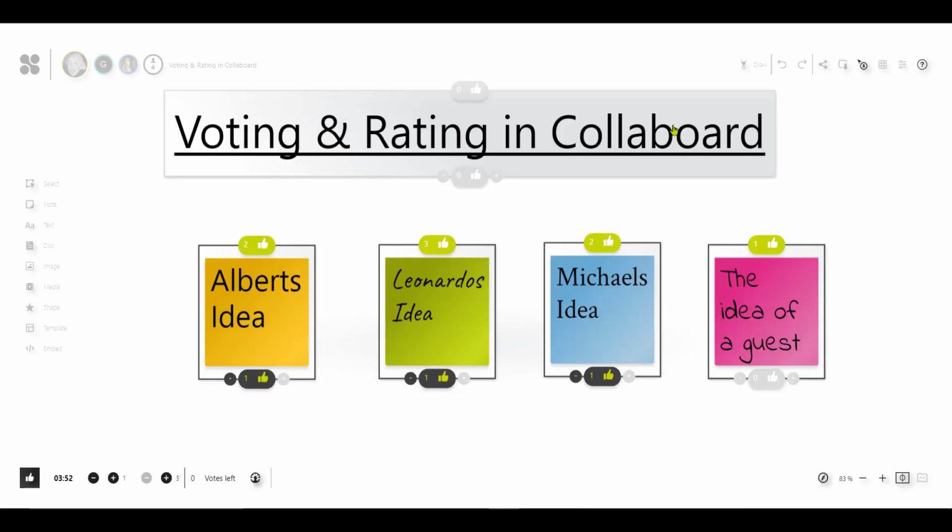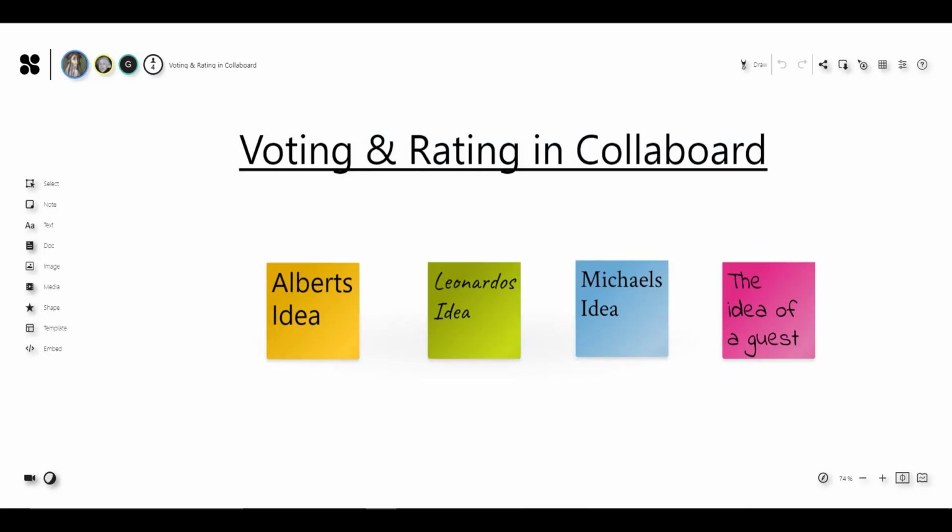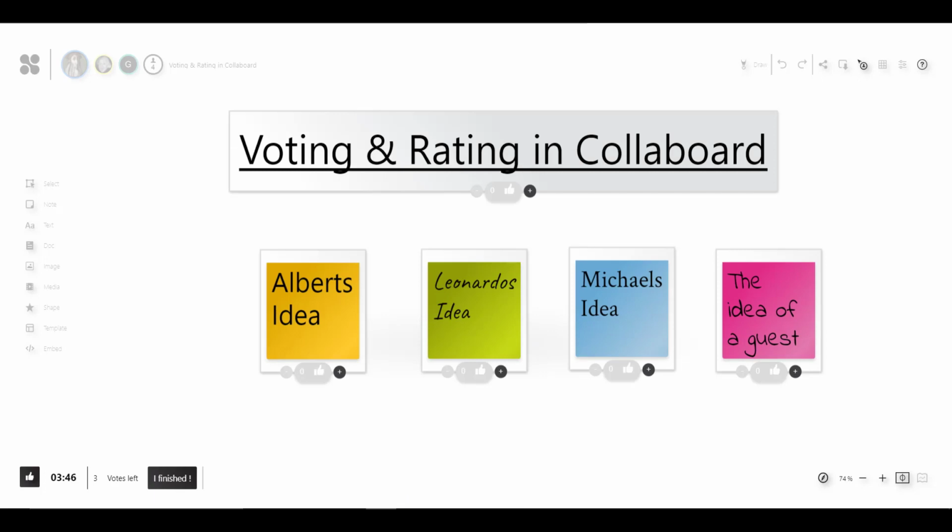For a participant in a voting session, it looks a little bit different. So if we go here to the view of Leonardo, he can give here the votes, but he doesn't see the summary. And he has here a button where he can say, I finished. So this is an option how the participant can let the facilitator know when he's done with the voting session.